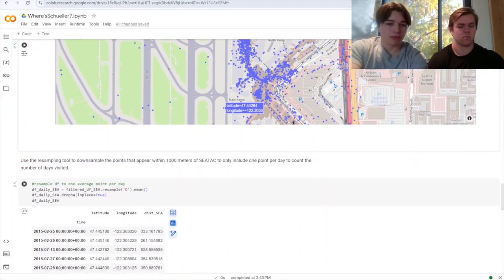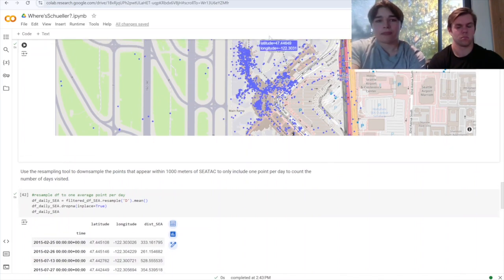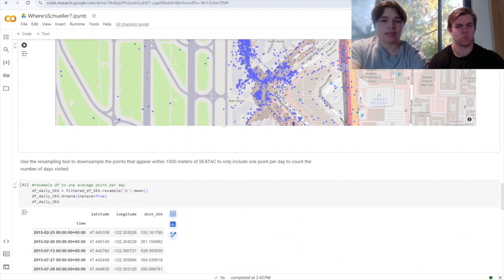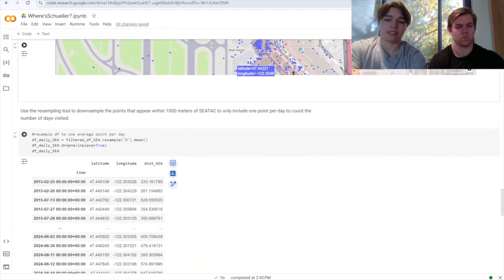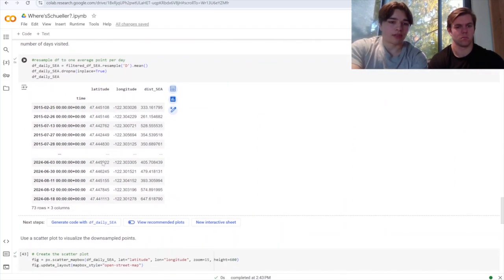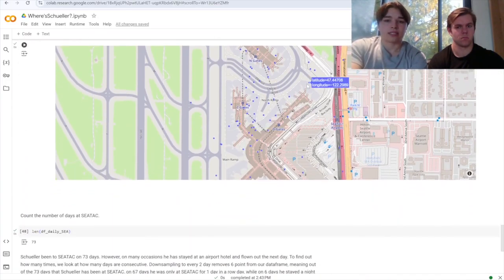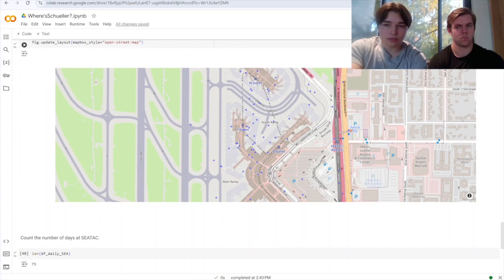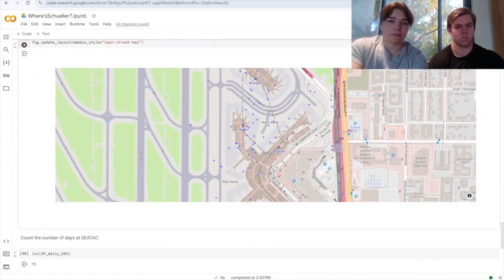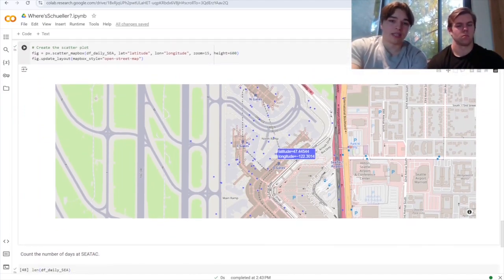So we resample per day, and we get the mean. We just take the mean of every point that we have determined is within 1,000 meters per day. So this will just be his mean location in the airport on that day. We can see that it cuts down the data frame a lot. Here's the visualization of that. We can see it cuts down on the amount of points. Zooming out, there's a few points on the runway, but most of them are clustered where we would expect people to spend the most time in the airport, like in the terminal.